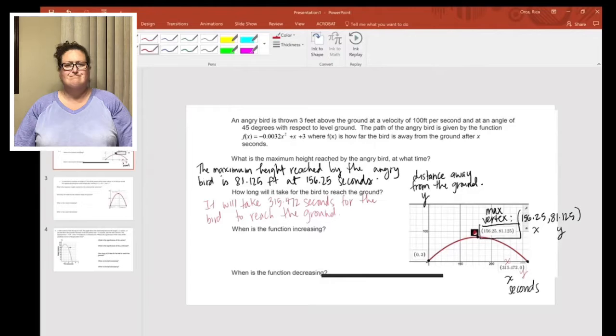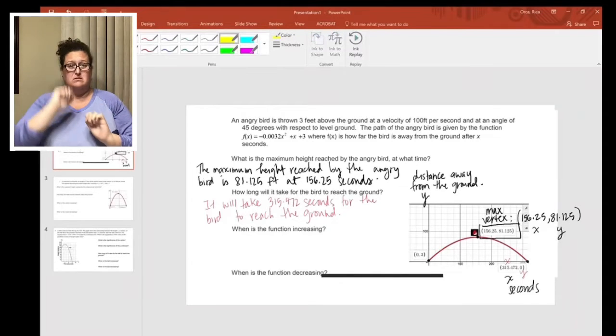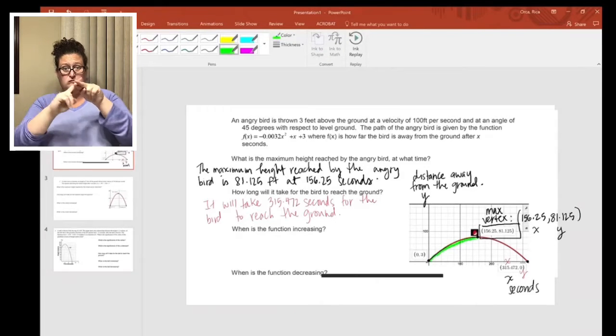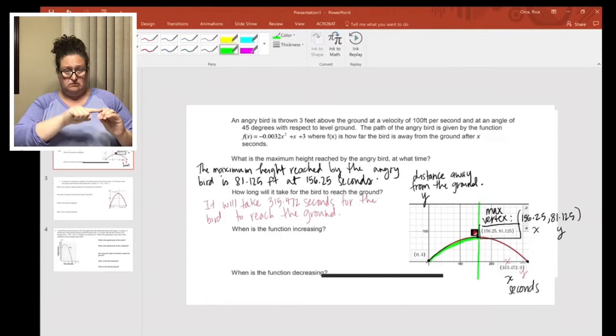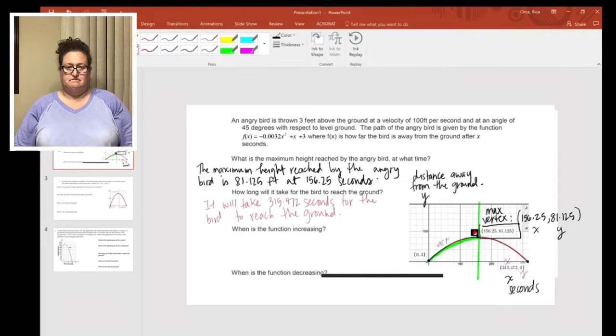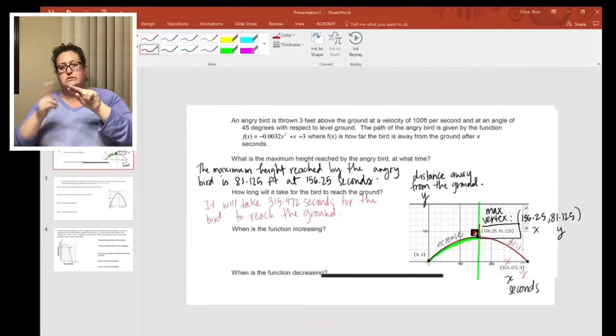In the next question, it wants to know when the function is increasing. To increase means to go up. We know that our graph is increasing from 0 to 156. Okay, so on this side, it's increasing. And then on the right side, we know that our graph is decreasing.